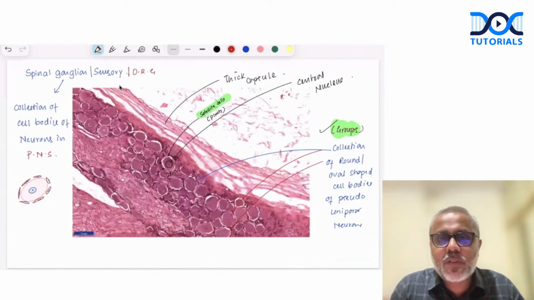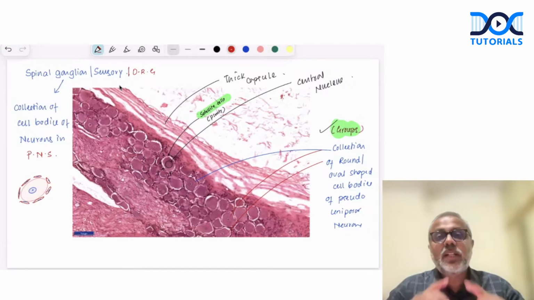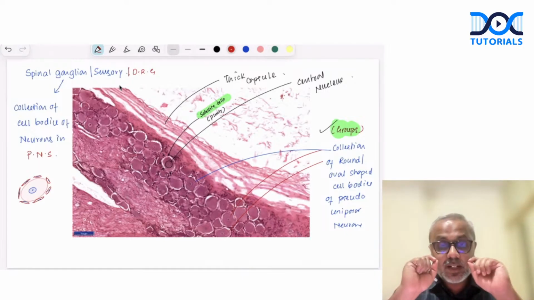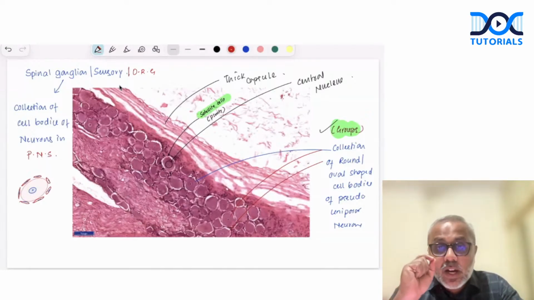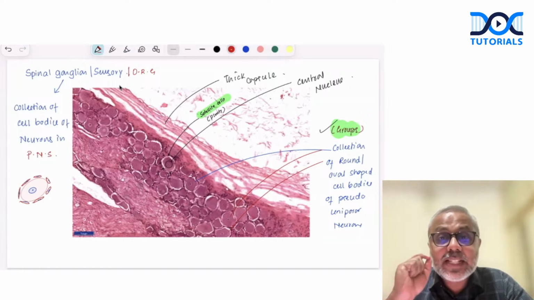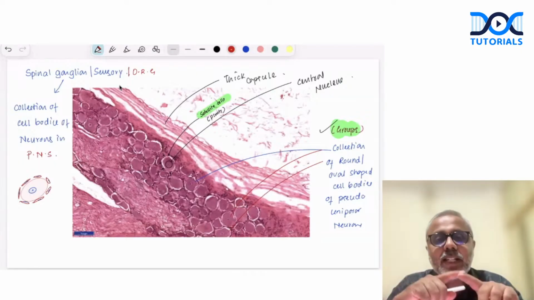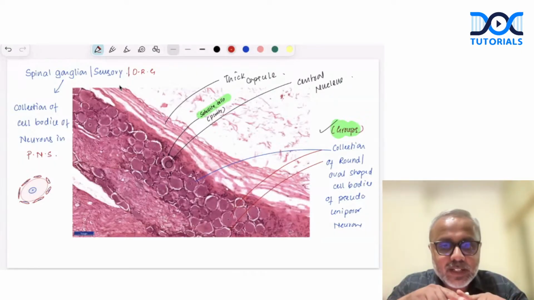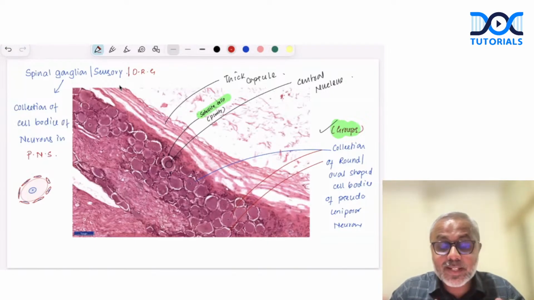Here is the slide of the spinal ganglion, right? How do we identify the spinal ganglion? The spinal ganglion has the collection of cell bodies of round to oval shaped neurons with central nucleus and a prominent nucleolus, right? Then it is covered by a thick connective tissue capsule. The amount of nerve fibers separating the cell bodies is very less.